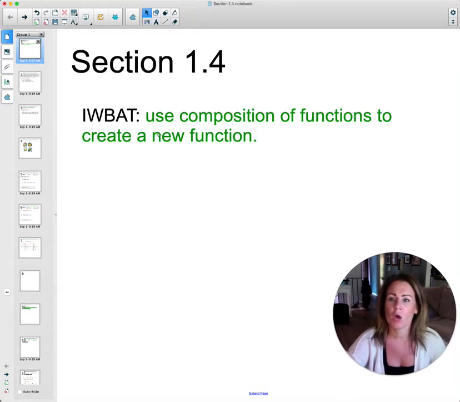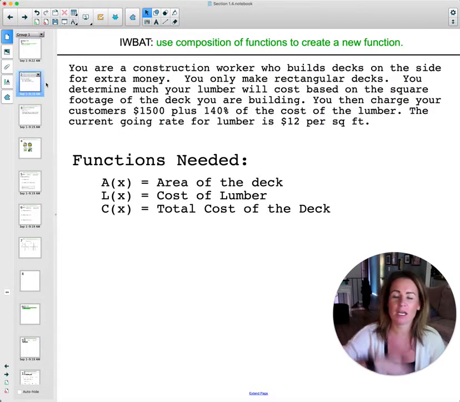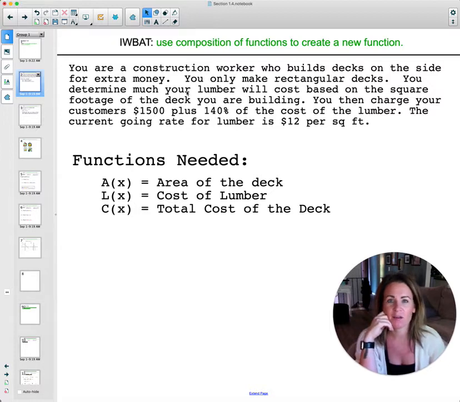In section 1.4, we are going to be talking about using compositions of functions to create a new function. So first I want to just do an example of why compositions of functions are valuable, because they can really be time saving if you're doing multiple operations over and over. Again, especially in business, this happens a lot when you're calculating a lot of stuff.